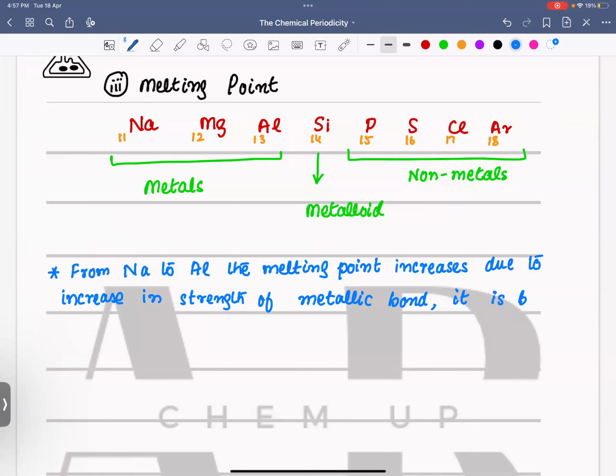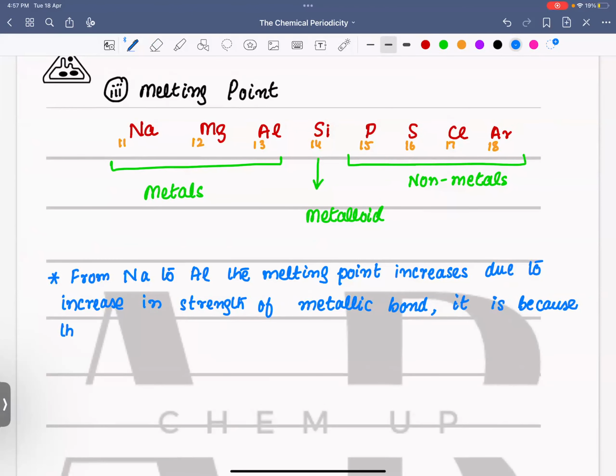It is because the number of electrons moving free increases. Is this point clear to everyone?